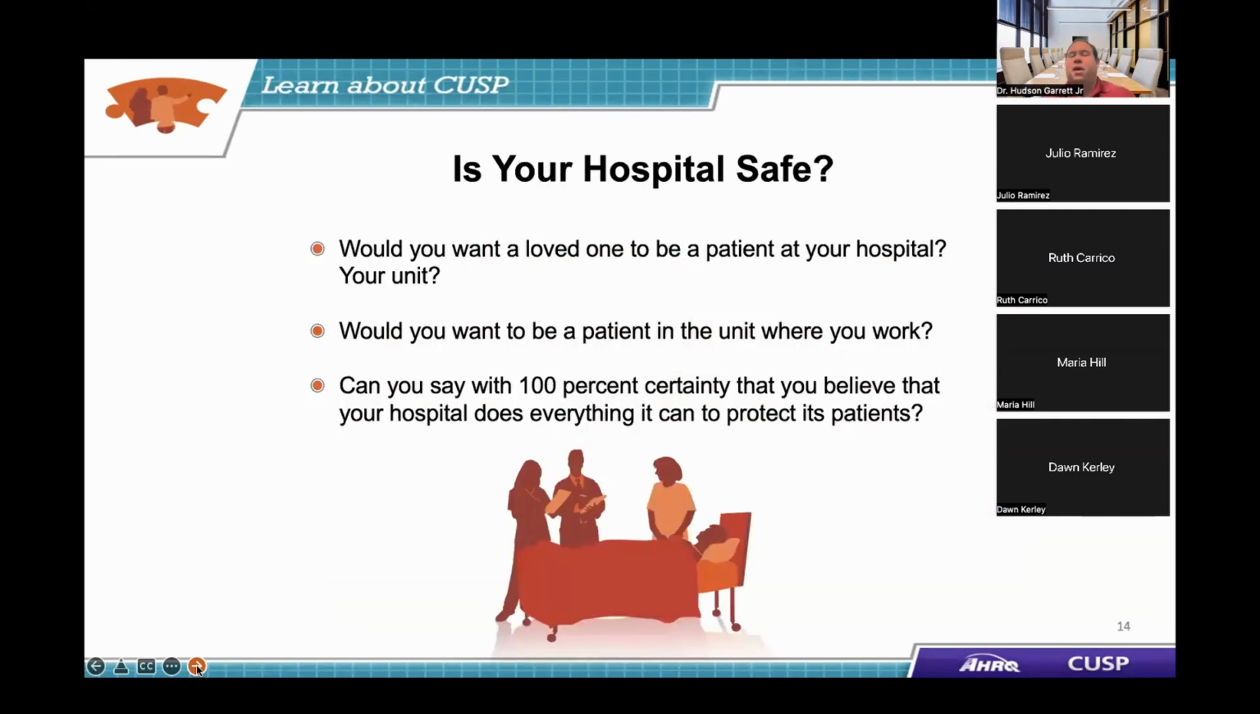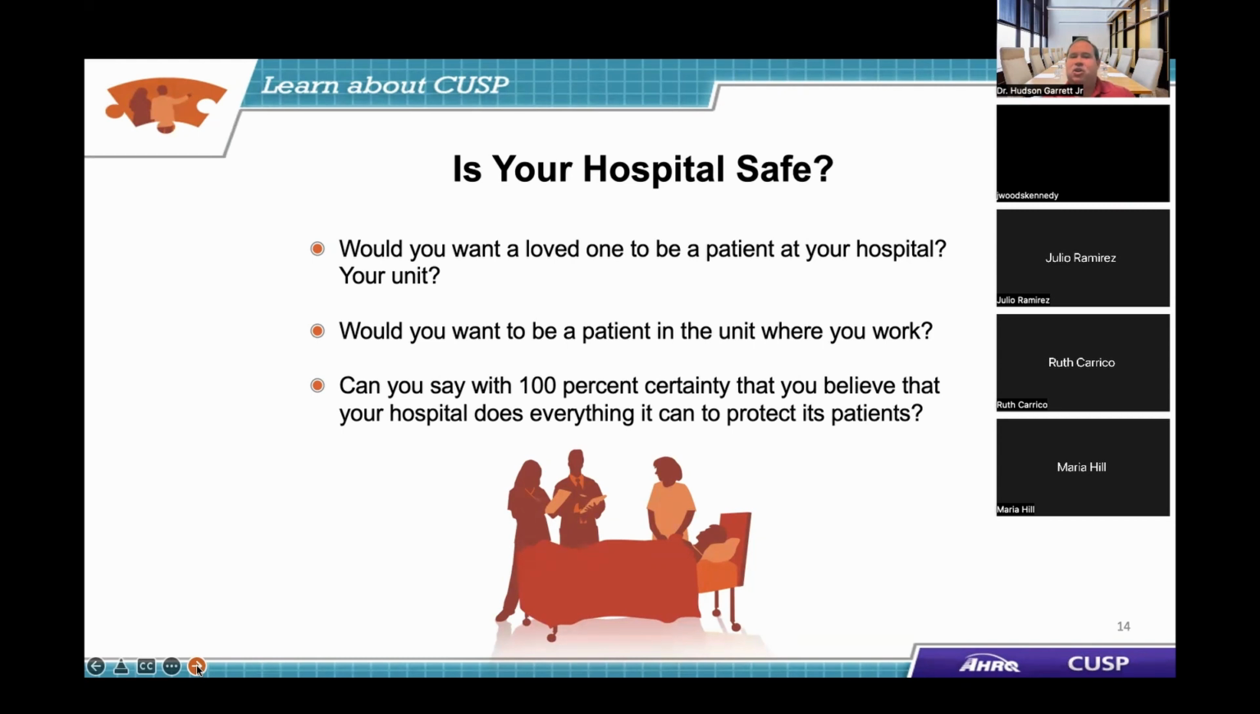So here's sort of a provocative question, and it's a little bit specific to hospitals. But imagine if you're bringing your relative into your own facility. Now, maybe you don't work in a hospital. Maybe you work in a long-term care facility. Same question. Is your facility safe, right? Would you allow your own mother, your father, your child, your loved one, whoever it is, to be cared for at your facility? Now, I've asked this question to people before, and I get some interesting answers.